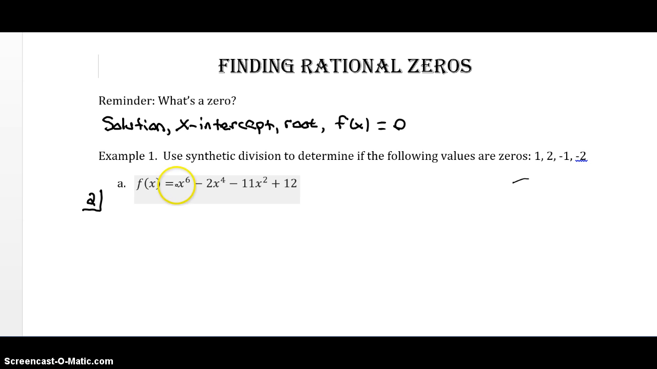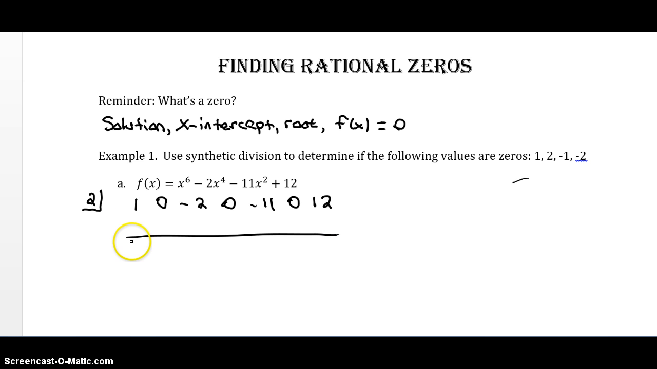So the coefficient here is a 1. The coefficient here would be a 0 because I'm missing that term. Coefficient here is -2. Here I'm missing an x cubed, so I put 0 for the coefficient. Then I have a -11 for the x squared. Then I would have an x term, so I have to put a 0. And then the 12 on the end. Then I just put a little line here.